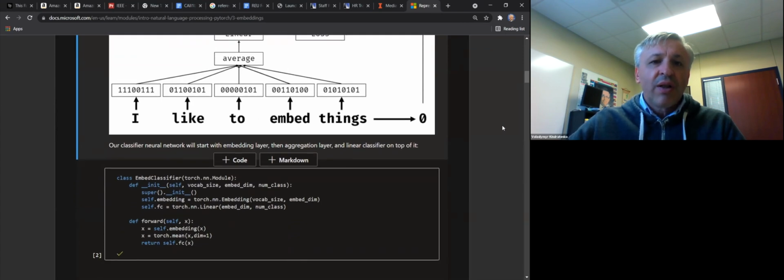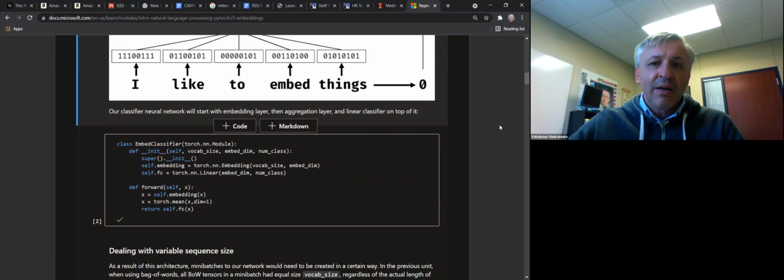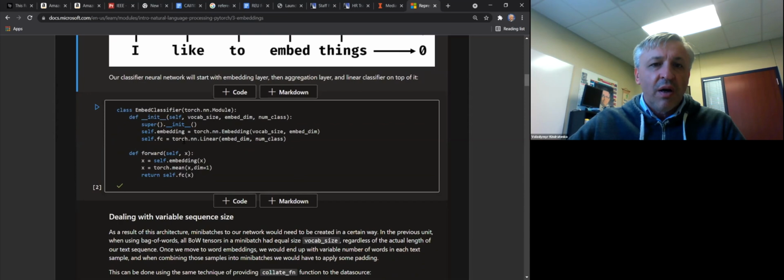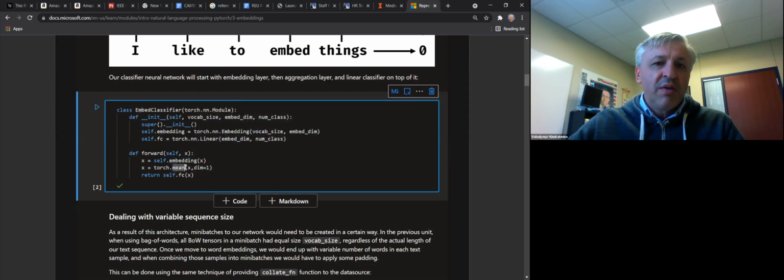And so our classifier network will start with this embedding layer, then an aggregation layer, and a linear classifier on top. Effectively we build something that includes a fully connected layer at the end, fed by the embedding layer. The network takes the embedding at the first layer, computes, say, the mean value over those embeddings, and then puts this into a fully connected layer that gives us the final result. So this is what the network will look like.